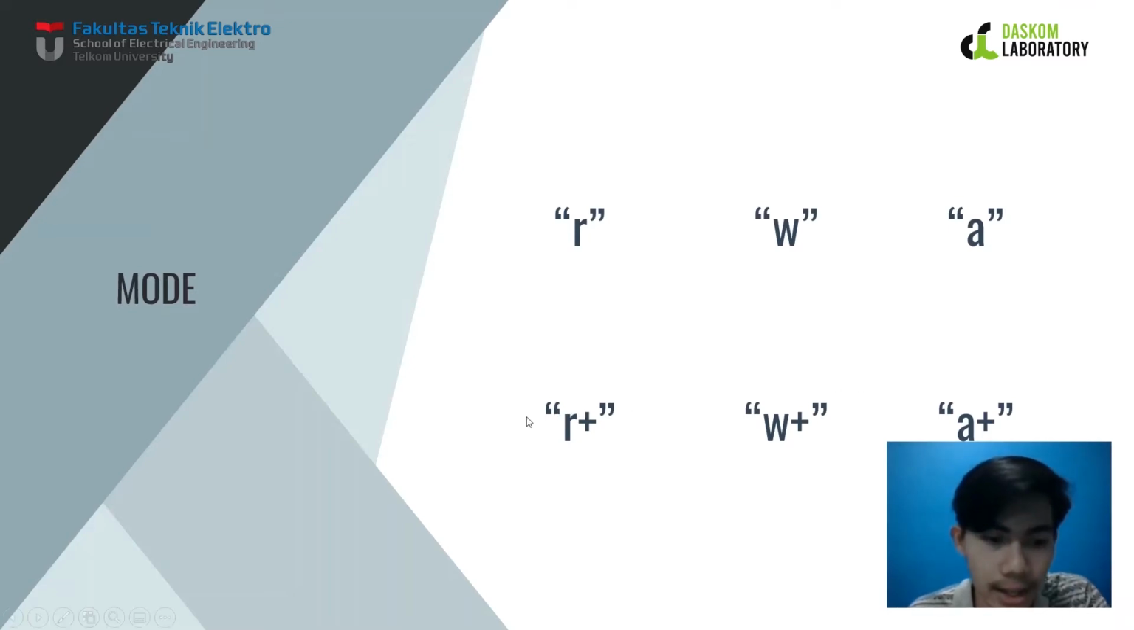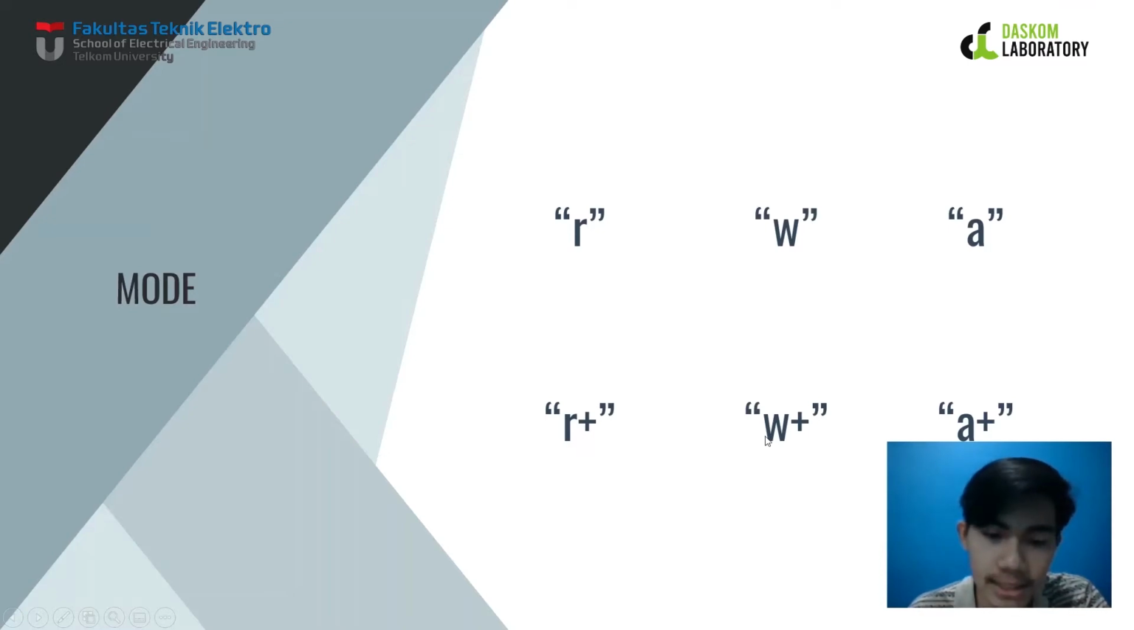Well, there are also modes r+, w+, and a+. The plus symbol is called the update mode. There is r+ mode. It means the same as r, which is the reading process, but it can also be used for the writing process.